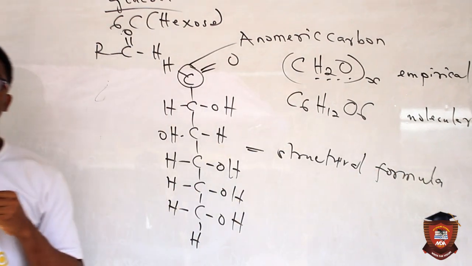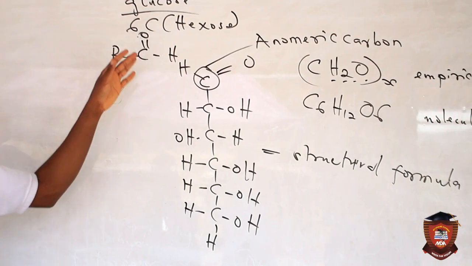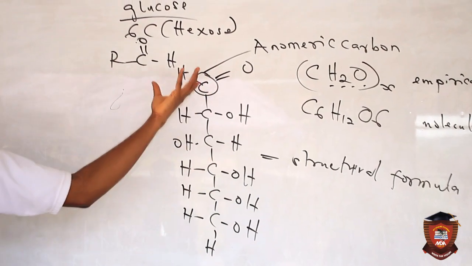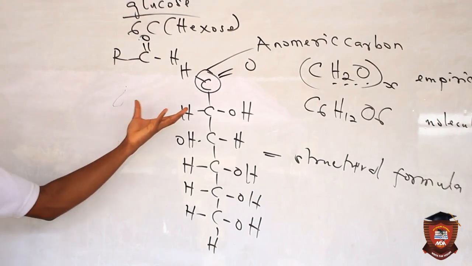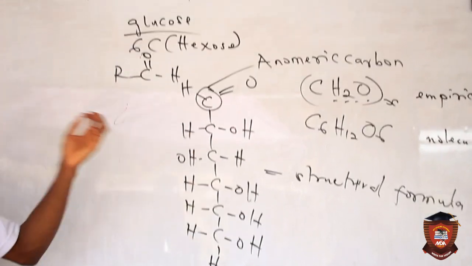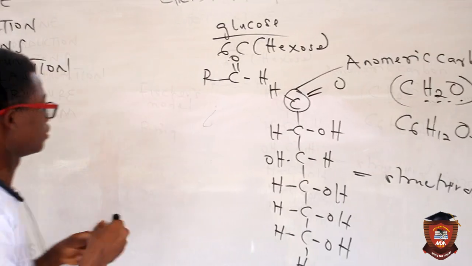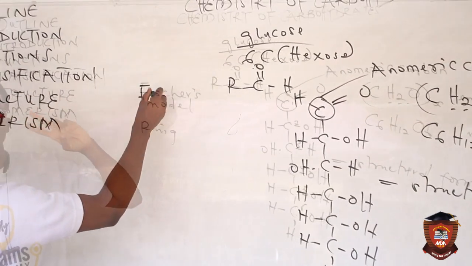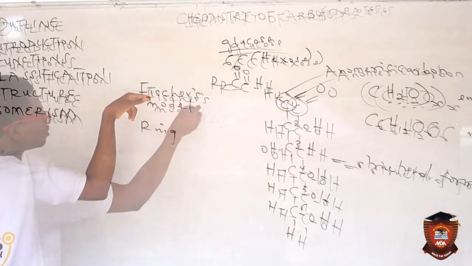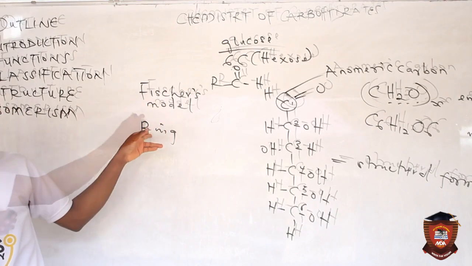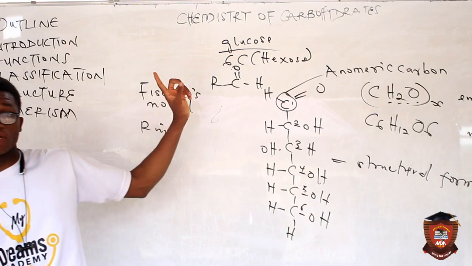So this is one of the many ways that glucose can be represented structurally. This is called the linear structure of glucose. Glucose also has a ring structure. So what I represented here is the linear structure of glucose, also known as the Fischer model. Glucose can be represented in 2 structures, either the linear structure, otherwise known as the Fischer model, or the ring structure. And the ring structure can be in 2 ways, but glucose is just one of them.